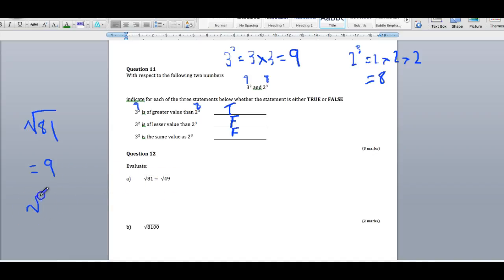49, what number when multiplied by itself gives you 49? It's 7. So what we have here is 9 minus 7, which gives you 2.